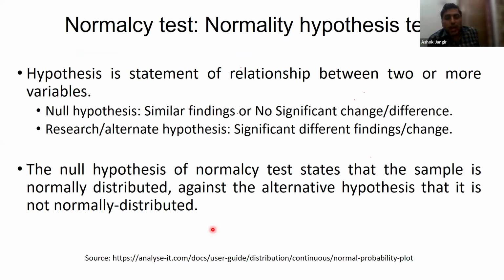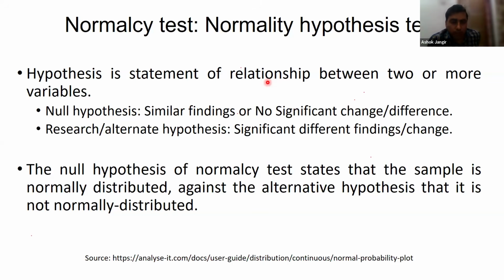in the normalcy test, there is a hypothesis. Please see this. A hypothesis is a statement of relationship between two or more variables. The null hypothesis is that there is no difference, there is no change, there are similar findings. And the research or alternate hypothesis, we know very well: there is a significant difference, there is a significant change. So that is our research or alternate hypothesis.